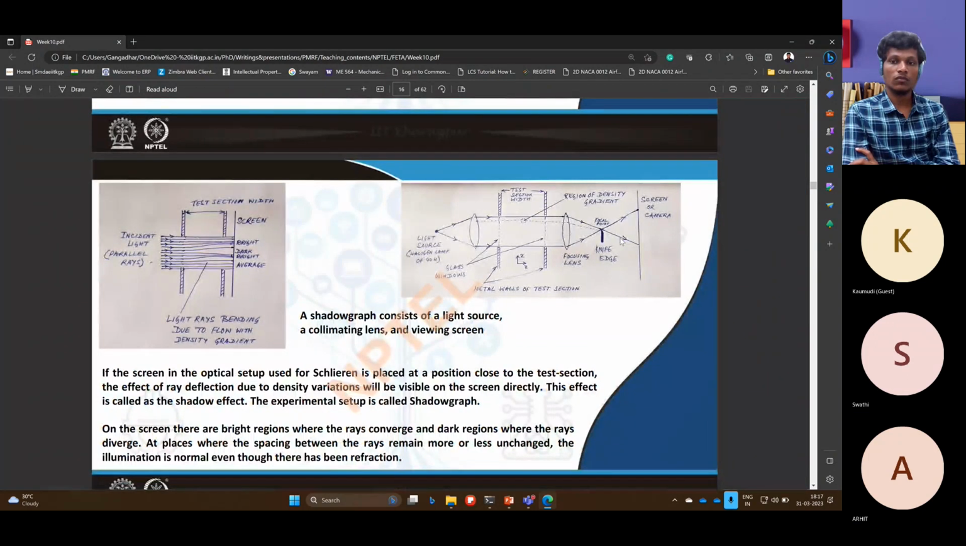Okay, let's not worry about the use of the knife edge in this system. But if you want more details of it, I will show you some animation videos.